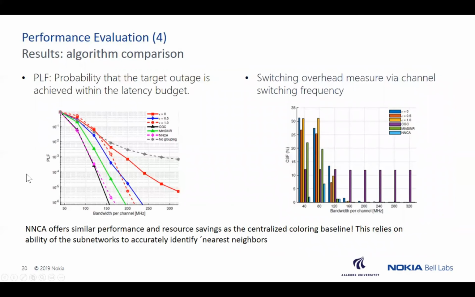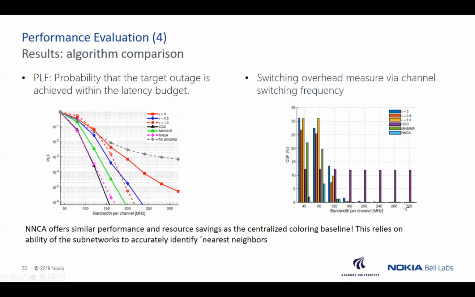Now comparing the algorithms, what we see here is the random and here is the best case algorithm, which is the NNCA and the CGC. If we look at the PLF at a target of 1E minus 6, we see a drastic decrease in the amount of bandwidth required to support such a requirement. However, of course, the NNCA requires additional information, which is a part of the focus of our current research on protocol designs for subnetwork identification.